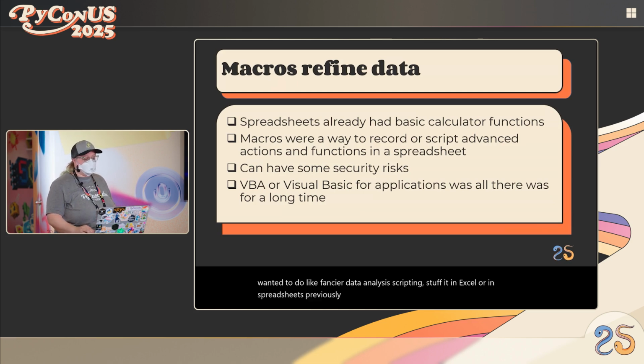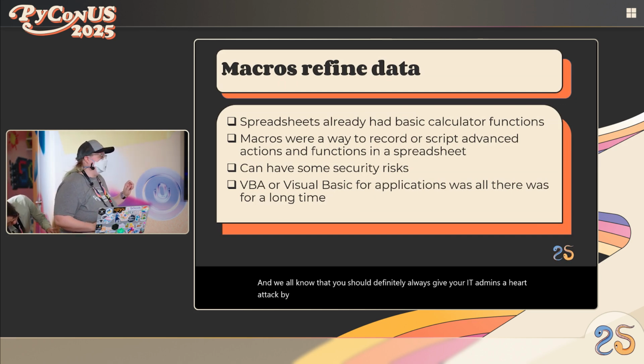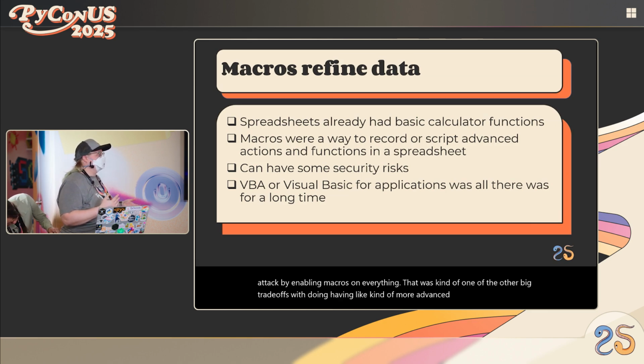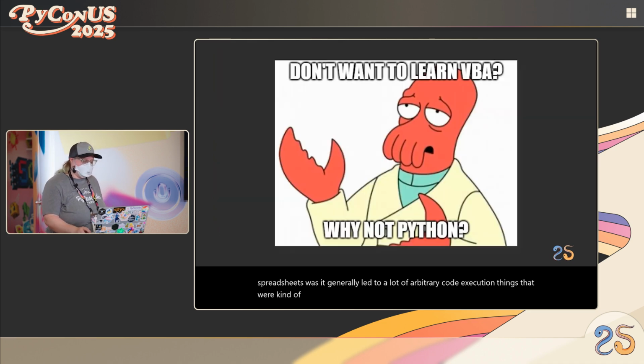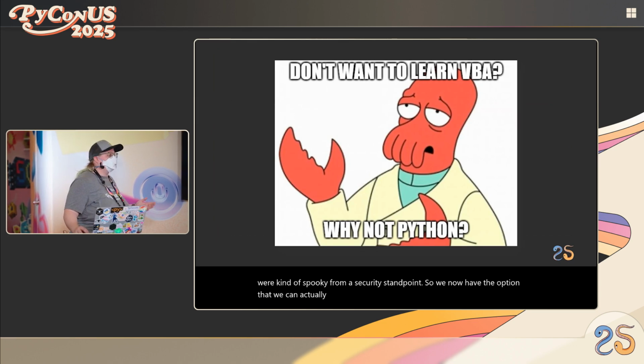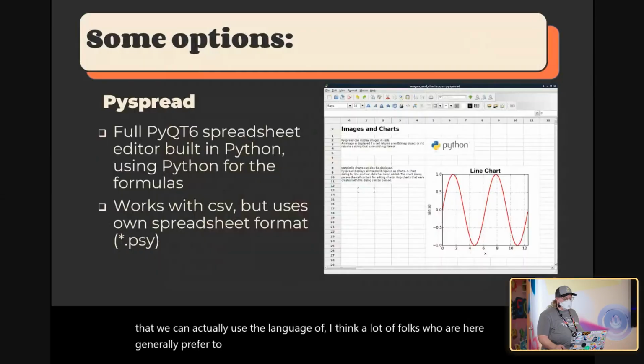And we all know that you should definitely always give your IT admins a heart attack by enabling macros on everything. That was one of the other big trade-offs with having more advanced scripting in spreadsheets: it generally led to a lot of arbitrary code execution things that were kind of spooky from a security standpoint. So we now have the option to use the language that I think a lot of folks here generally prefer, Python. So we can actually do that in a spreadsheet.